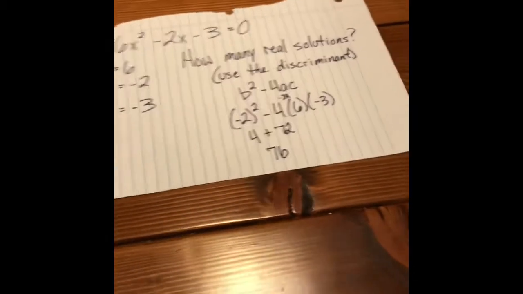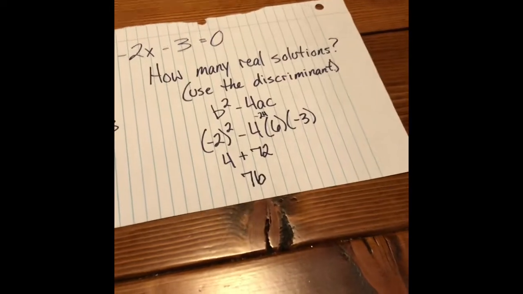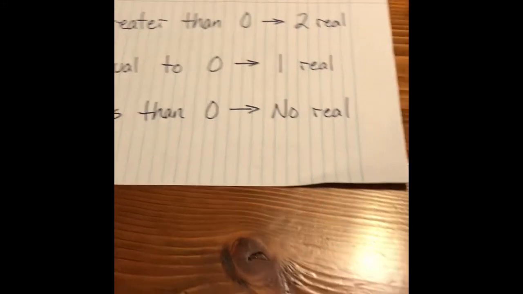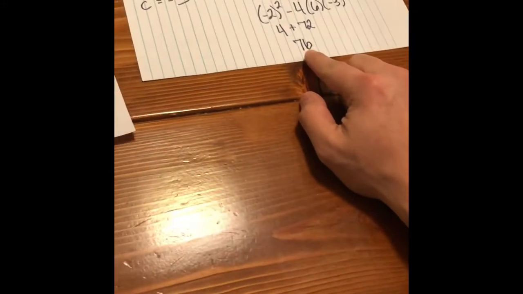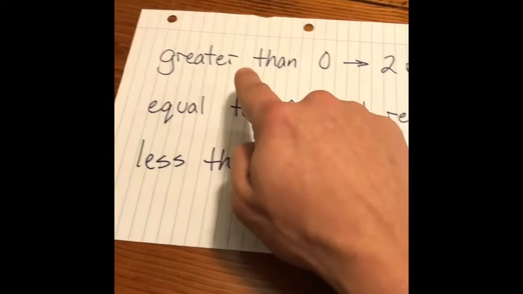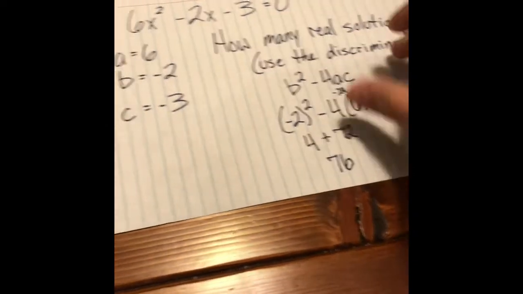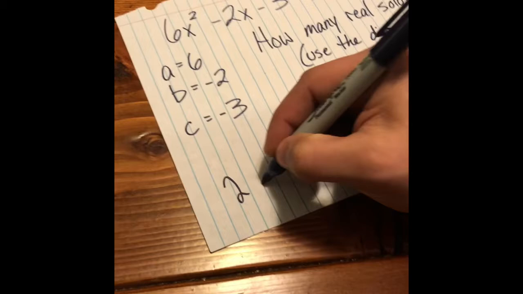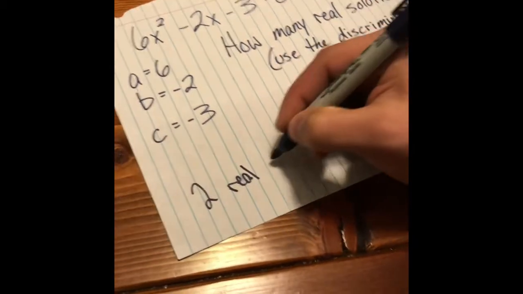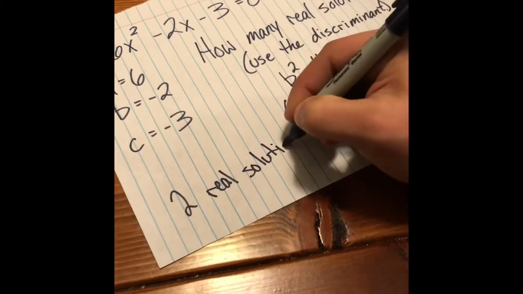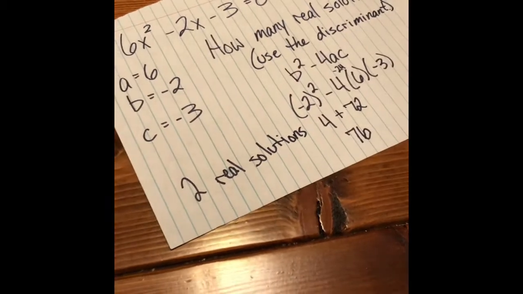And if I look at that last slide we went over, 76 is a positive number. So if we look back at this, it's greater than 0. So 76 is greater than 0. So greater than 0 says there will be two real solutions. So my answer to this, how many real solutions? The answer is 2 real solutions. And that would be your final answer.